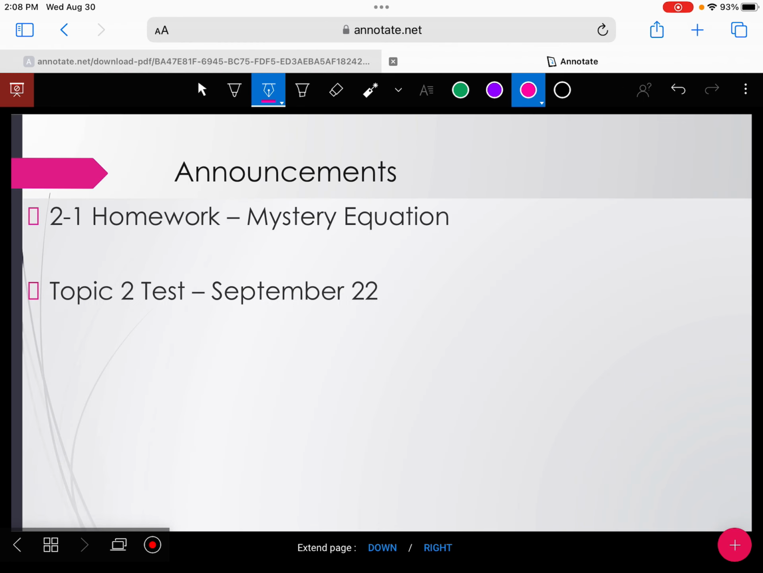Okay? That's all for today. So 2.1 is the first homework of the chapter. I believe there are 3 or 4 homeworks for Unit 2. And our chapter test is September the 22nd, which is technically the last chapter test of the year.